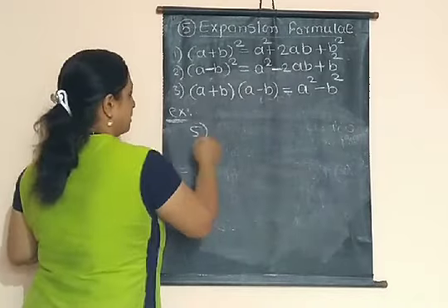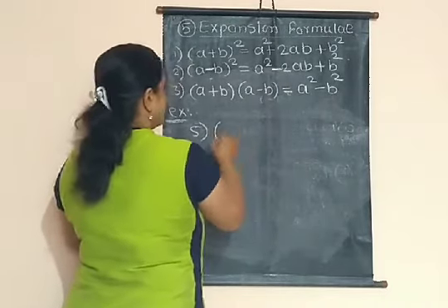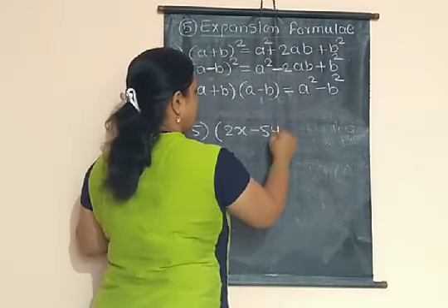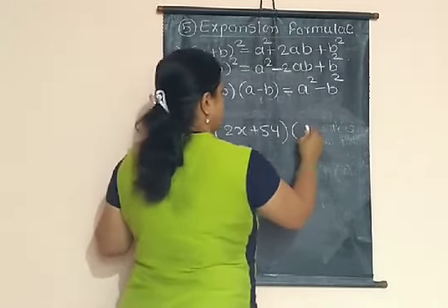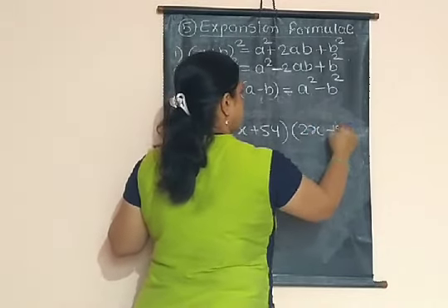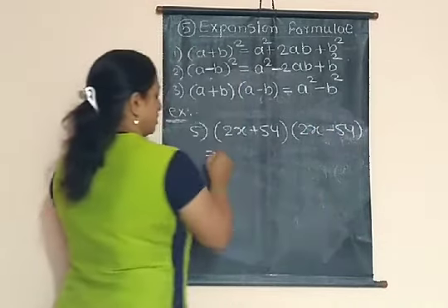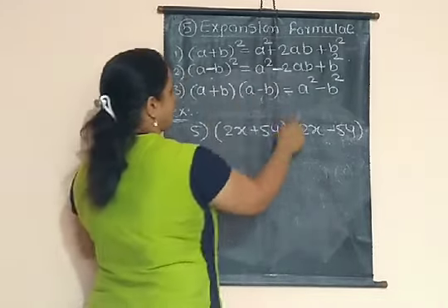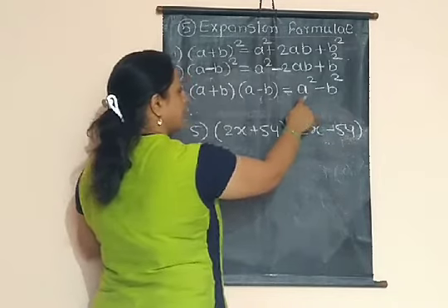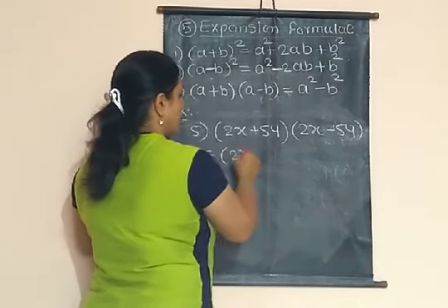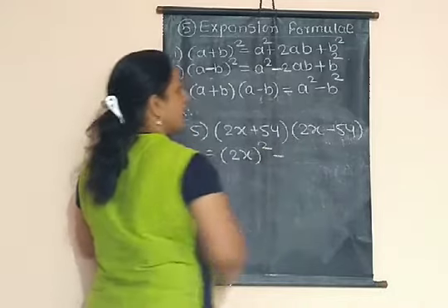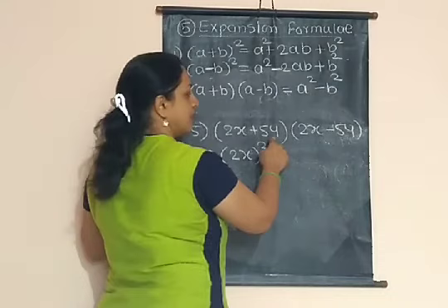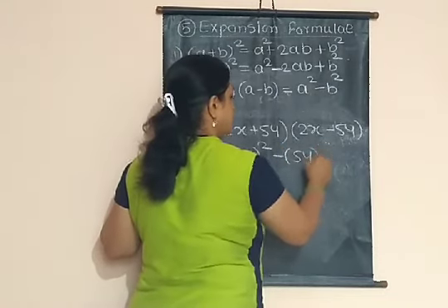So the fifth example. Consider here 2x minus 5y, and in another bracket 2x plus 5y. Okay, so let's see how to solve this. By using this third formula, first we have to take the square of this first term. It means 2x bracket square, minus square of that second term. What is the second term here? That is 5y. So this 5y square.